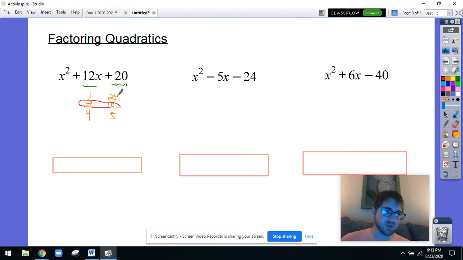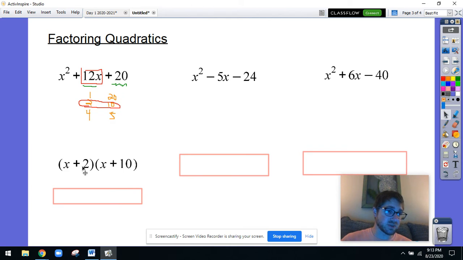Okay, 1 plus 20 is 21, 4 plus 5 is 9, but 2 plus 10 makes 12, which is what we were looking for. Numbers that multiply to make 20, but add up to 12. And so the factored version of this would be x plus 2 times x plus 10. If you want to double check my work, you can expand it using the methods we talked about on the previous page.